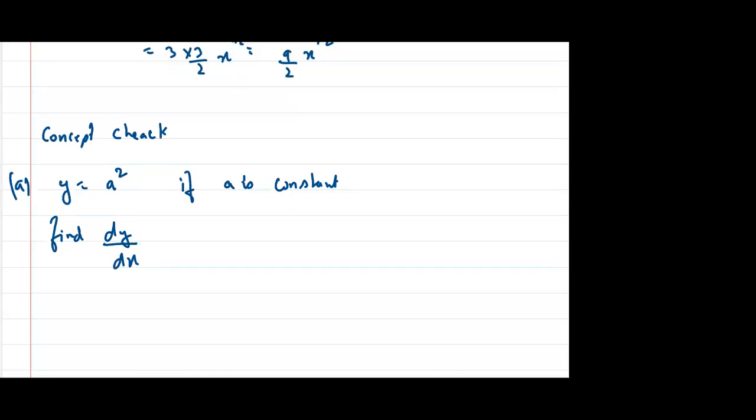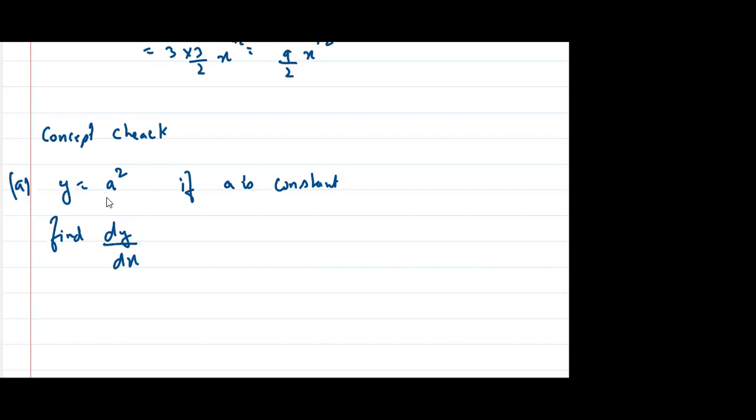So y is equal to a squared, and here a is a constant. So find the value of dy by dx. Tell me, everyone, what's the value of dy by dx? Sir, x is not there. Exactly, x is not there, right? So if x is not there, what is the change in y? 0. Exactly, very good, common sense.